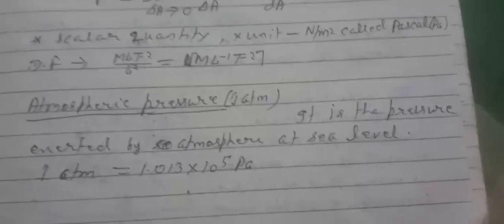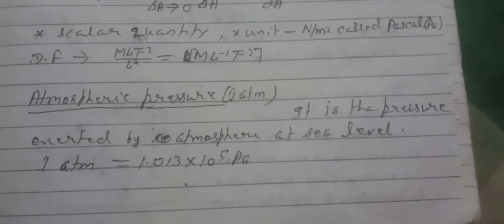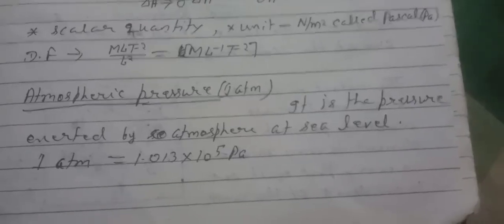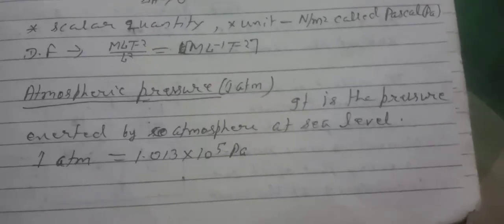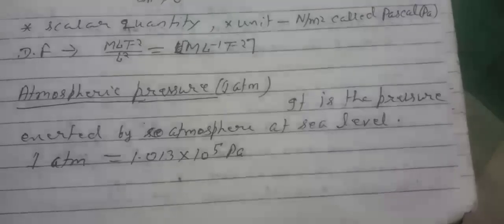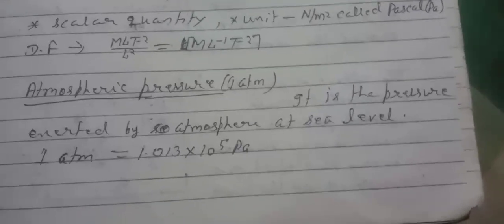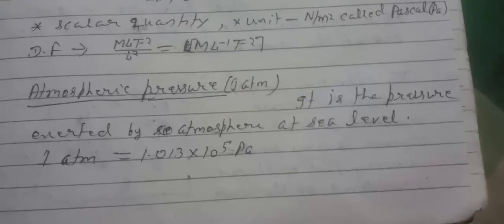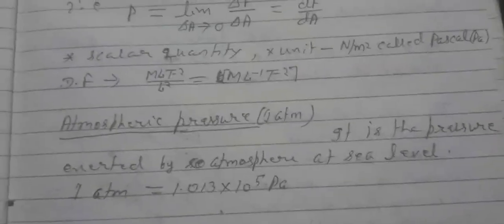Atmospheric pressure, 1 atm. It is the pressure exerted by the atmosphere at sea level. Its value is 1.013 into 10 to the power 5 Pascal, or 1.013 into 10 to the power 5 Newton per meter square. This is the value of one atmospheric pressure, that is, atm.